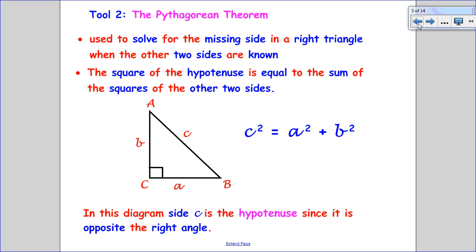The Pythagorean theorem is also another useful tool, which we know, and it's used to solve for the missing side in a right triangle when you know the other two sides. So that's really important. It has to be a right triangle, and you have to know two sides. Pythagorean theorem tells you that the square of the hypotenuse, which in this case is side C, is equal to the sum of the squares of the other two sides. So if I take the other two sides, A and B, I square them both, then add them together, I get the square of side C, which is the hypotenuse.